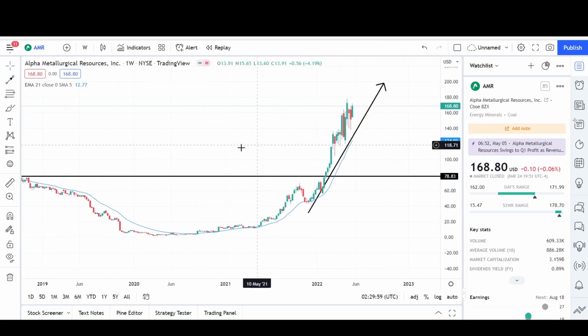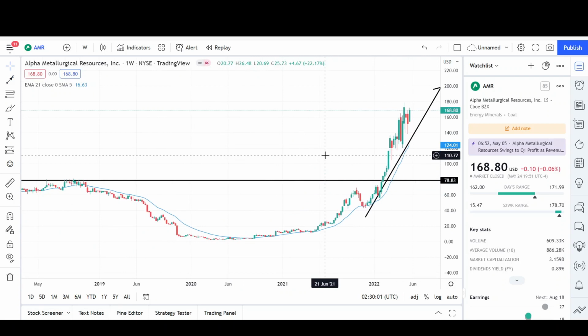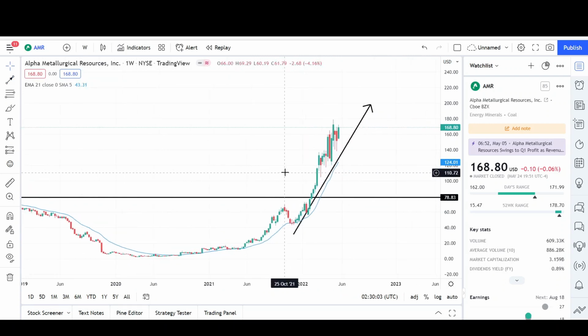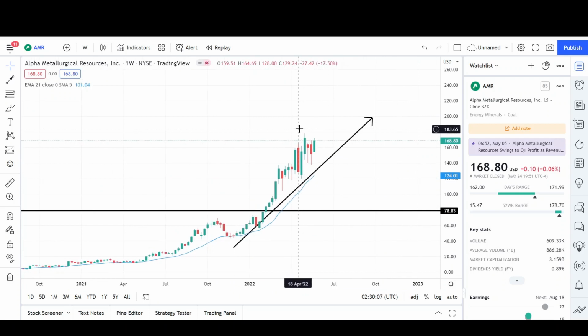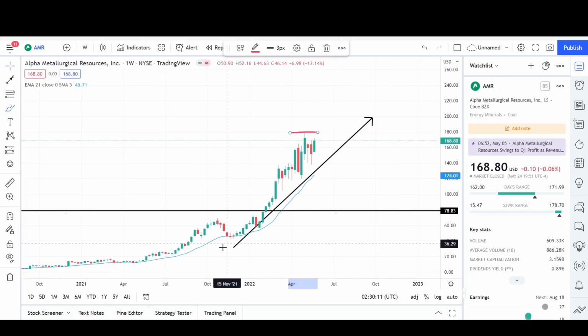Usually these parabolic moves can last longer than most people think, so it's not wise to pick a top, because most likely we're going to continue making higher highs and higher lows and new all-time highs. So definitely don't fight the trend. The trend is your friend until it ends. Doesn't look like it's ending anytime soon.